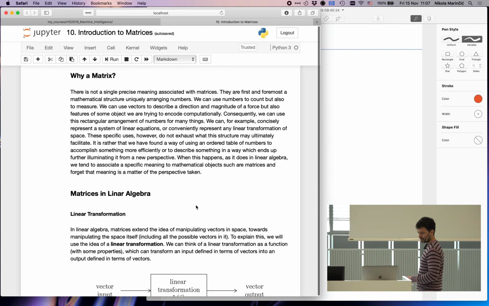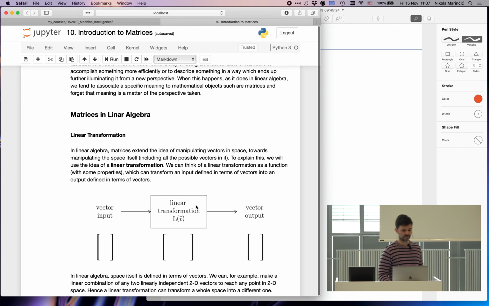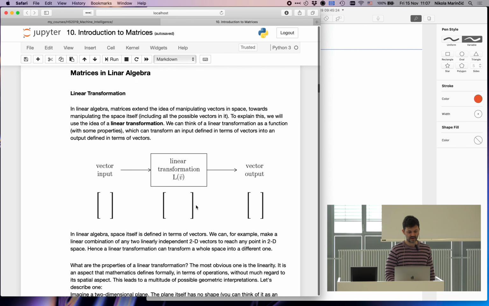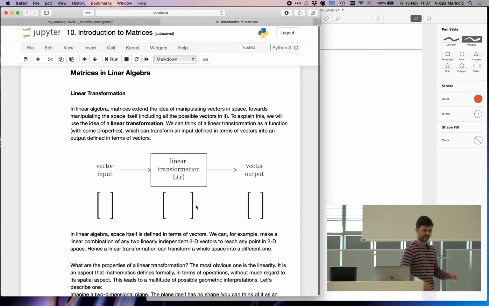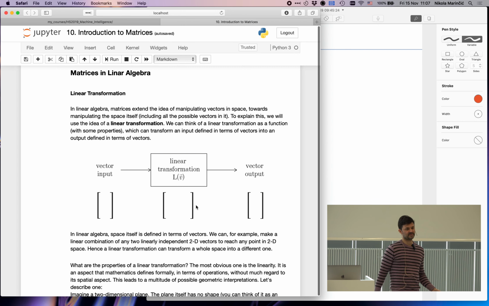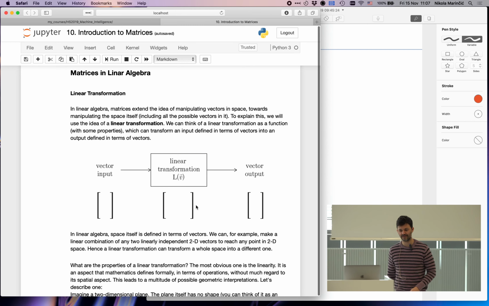But in linear algebra, matrices do get some meaning in terms of what they do to the space and to vectors. And the main thing is they describe something called a linear transformation. So far we used vectors to show movement in space, for example, or a force. So something which requires us to have a direction and intensity.